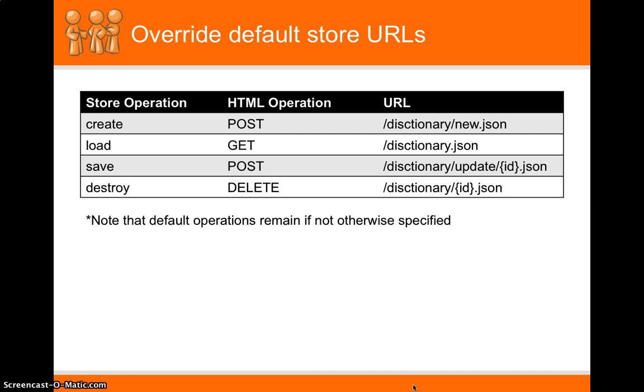The save will generate the POST because we overrode the default implementation, but it will also pass back the ID because it needs to specify which record it's saving. The destroy will continue to use the default implementation.